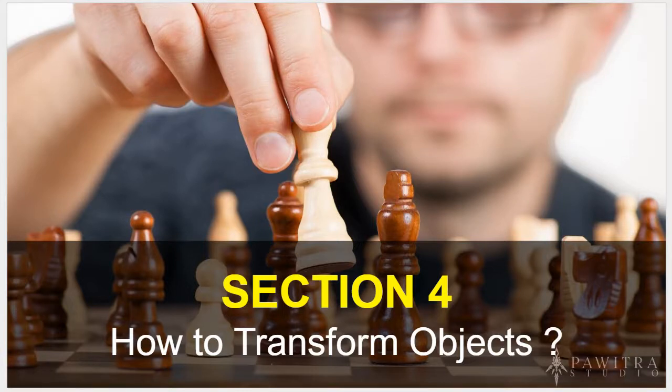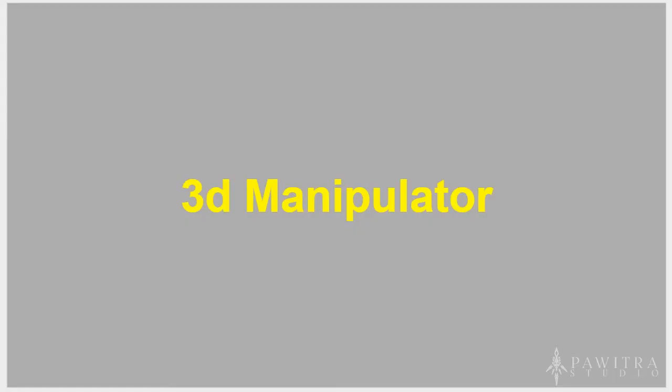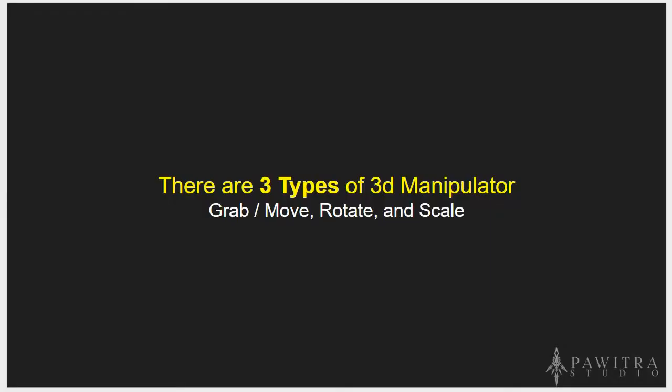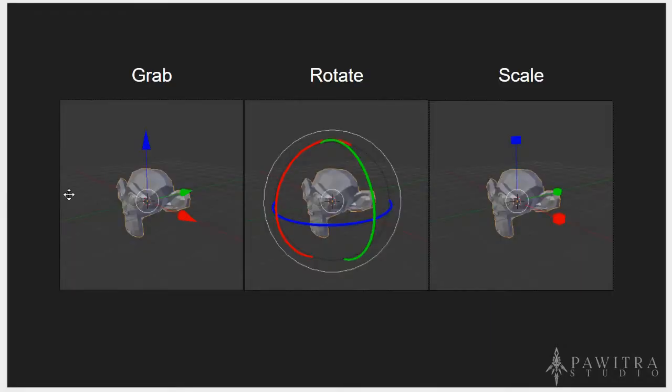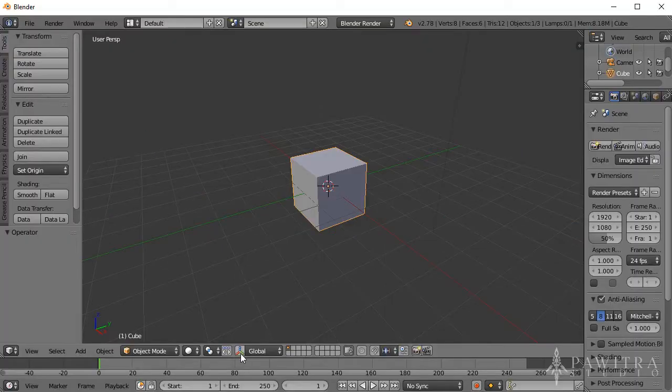In this video, we are going to learn about how to transform objects. In order to do transformations, we need what we call a 3D manipulator, okay? There are three types of manipulators: grab or move to move an object, rotate to rotate an object, and scale to scale an object, obviously. The 3D manipulator can be accessed from here.